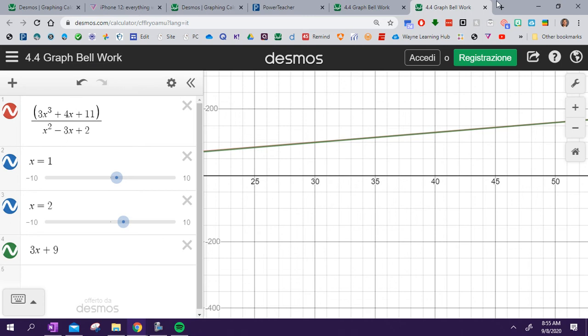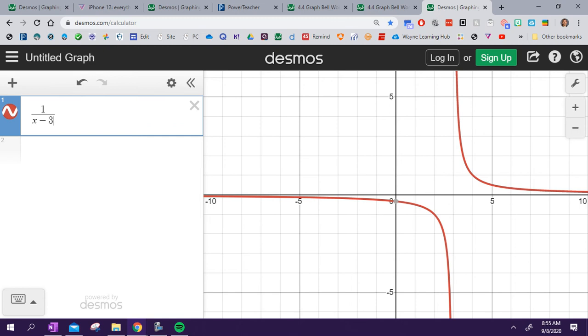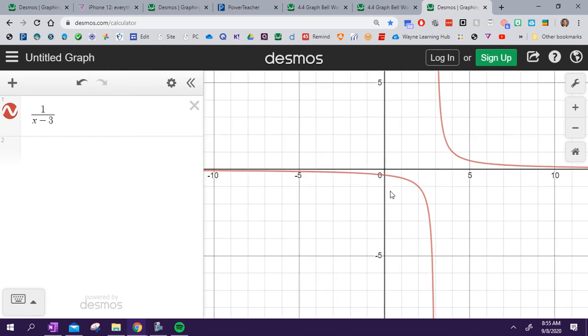Let's just stay on Desmos because I'm already here. But today we are talking about oblique asymptotes and horizontal asymptote lines. Okay, so look at this example right here. 1 over x minus 3. Definitely a vertical asymptote. We'd have a vertical asymptote at 3. Everybody agree with me on that one? Yeah. Is there a horizontal asymptote line?